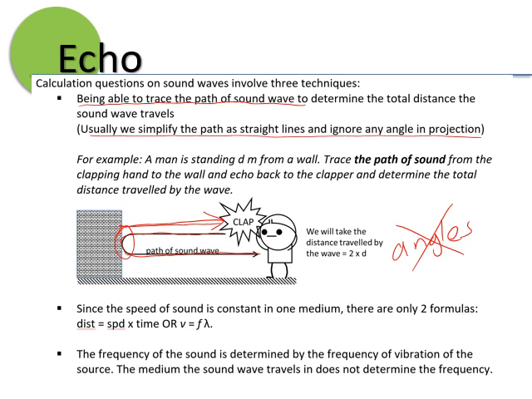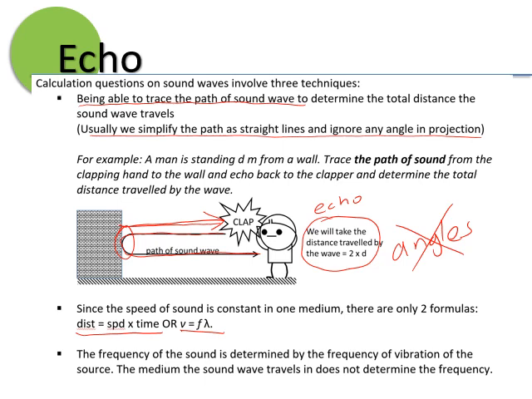So there are usually only two formulas you want to take note of: distance equals speed times time, or sometimes we'll make use of v = fλ. Of course, if you recall, sometimes we give you the distance in one particular direction. So when do you use the distance times 2? It is when you know that there's an echo involved, then only will you take the distance multiplied by 2.